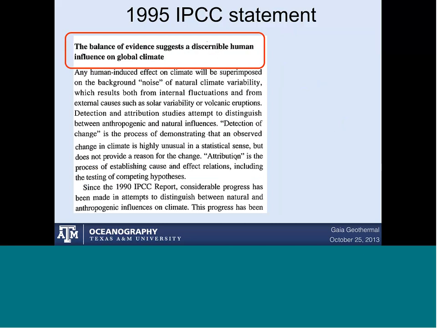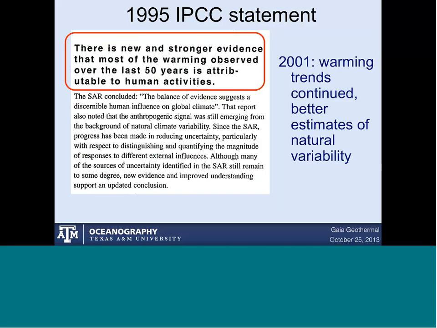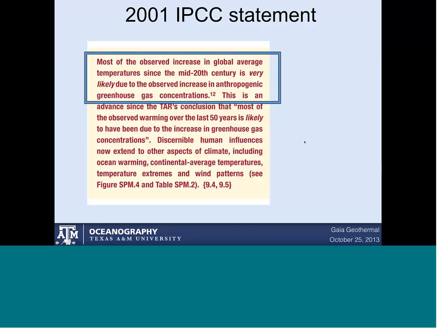Then 5 years later, if you look at the second assessment report, there's a little more evidence. They're starting to say the evidence suggests there is a human influence, but they weren't ready to stick their neck out and make a big claim at that point. In 2001, finally, they say there's stronger and new evidence that human activities are doing it. They're starting to get better handles on the natural variability and be able to say that some of the warming is caused by man's influence.